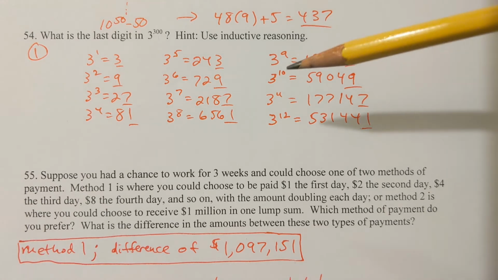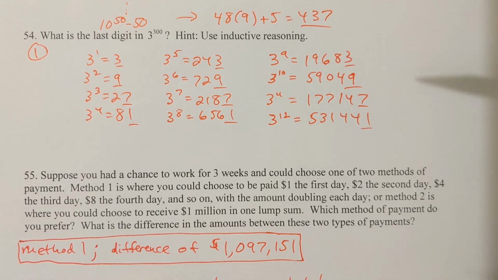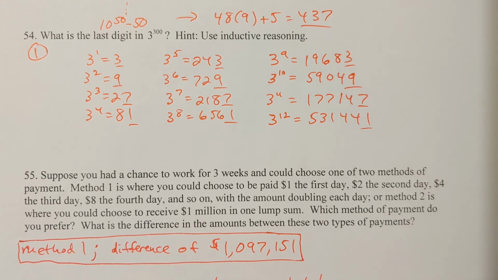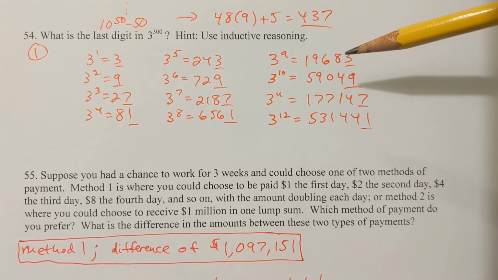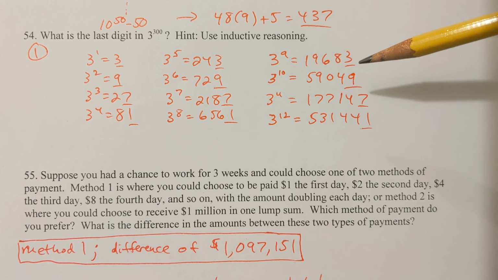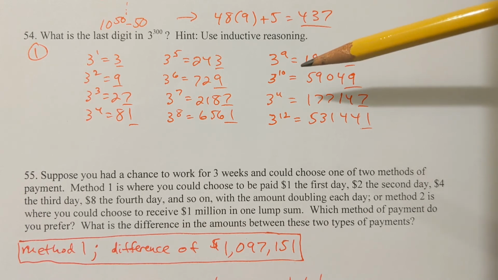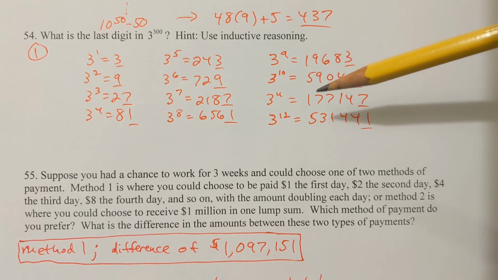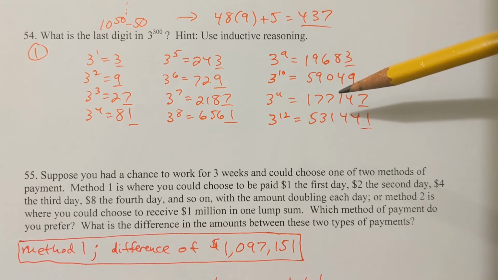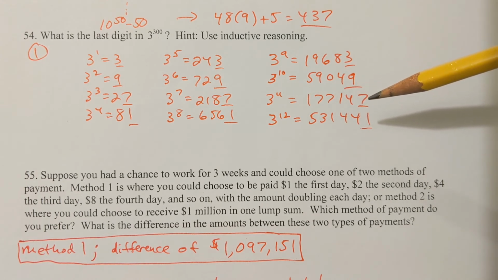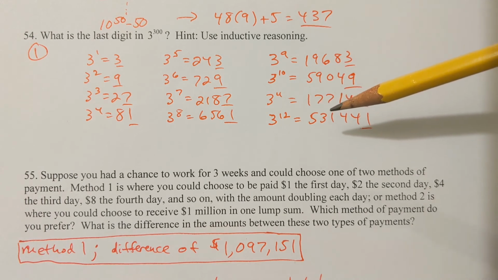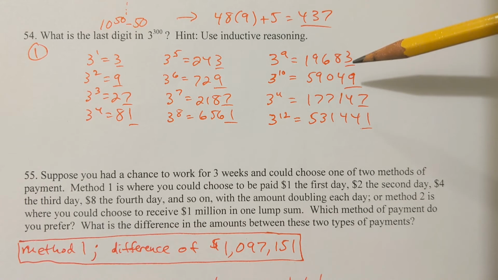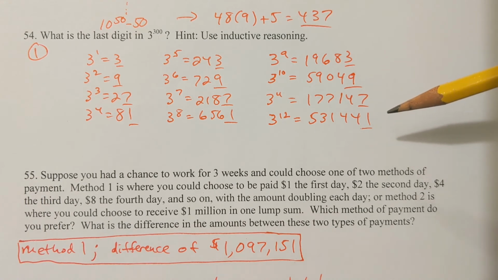Well, at this point, I'm feeling like maybe there's a pattern going on, okay? So let me keep going. 3 to the 9th gives me 19,683. 3 to the 10th gives me 59,049. 3 to the 11th gives me 177,147. And 3 to the 12th gives me 531,441. So again, I see this 3791.